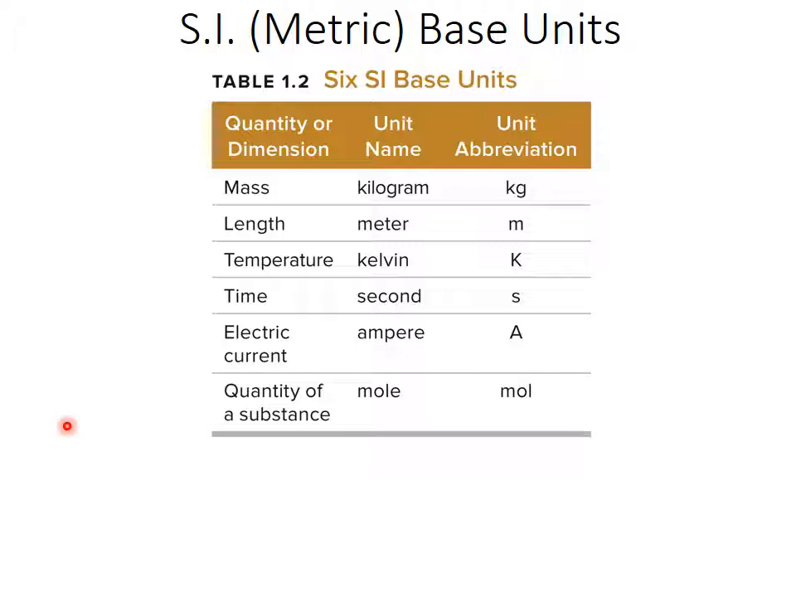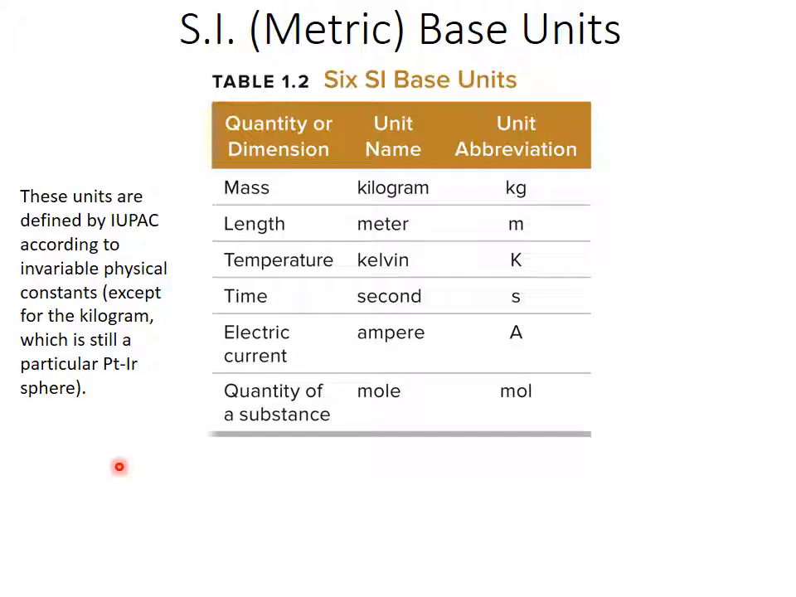Here's a collection of 6 of the base or fundamental SI units. We've got mass as defined by the kilogram, length by the meter, temperature by the Kelvin, time by the second, electric current by the ampere, which will become more important in the spring when we study electrochemistry, and we have the quantity of substance expressed as moles. This value and this unit will become very near and dear to your heart.